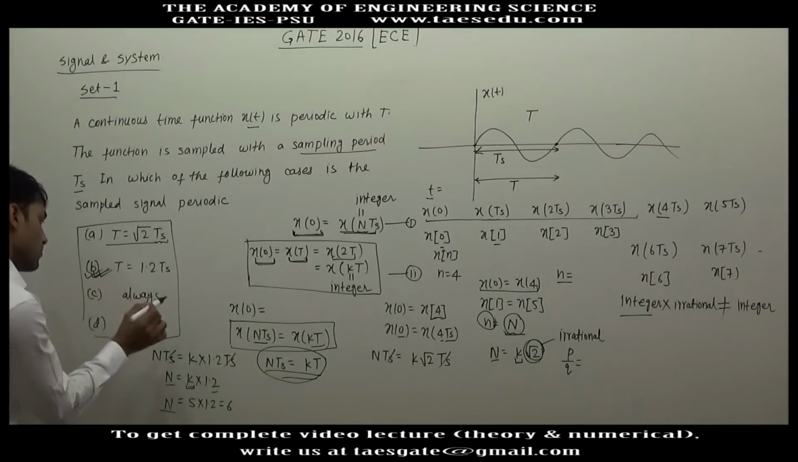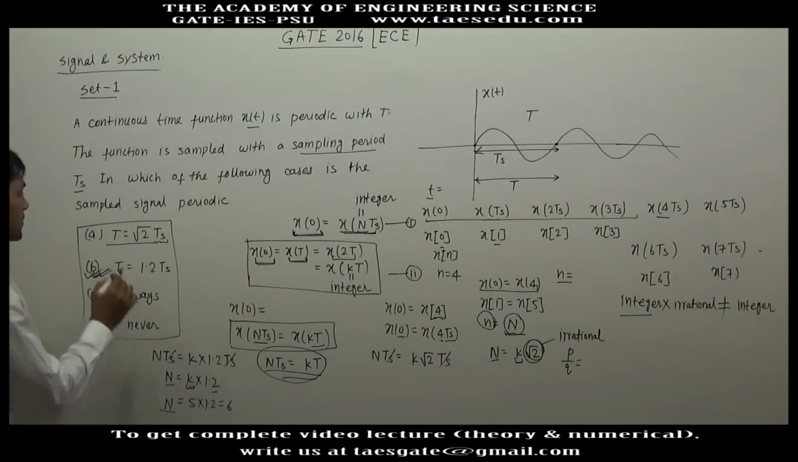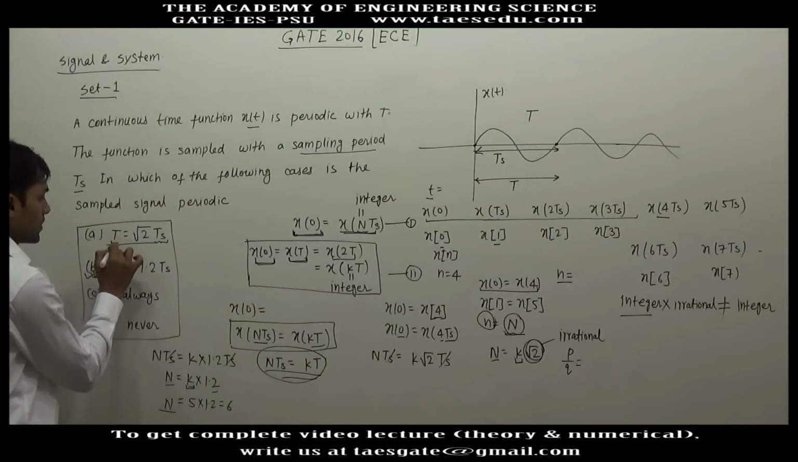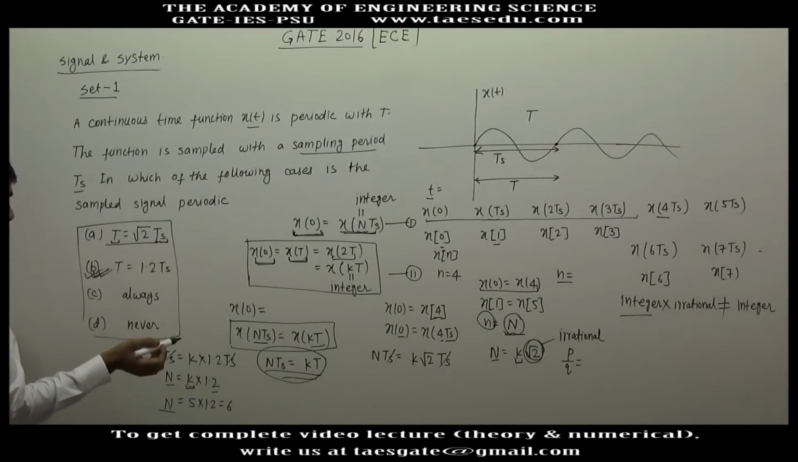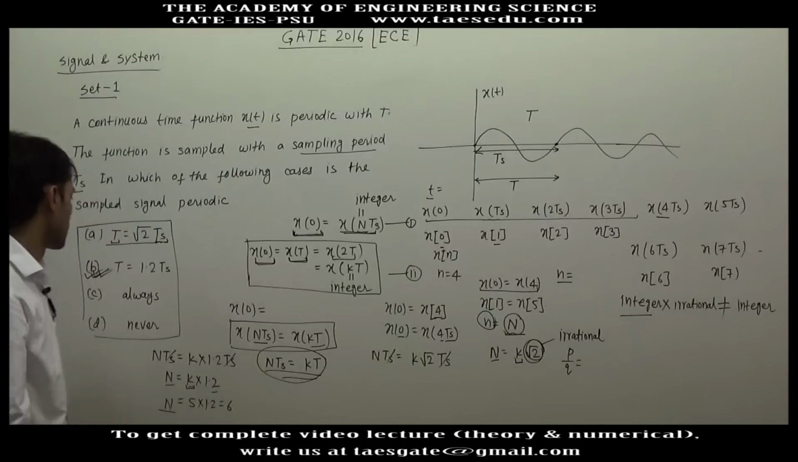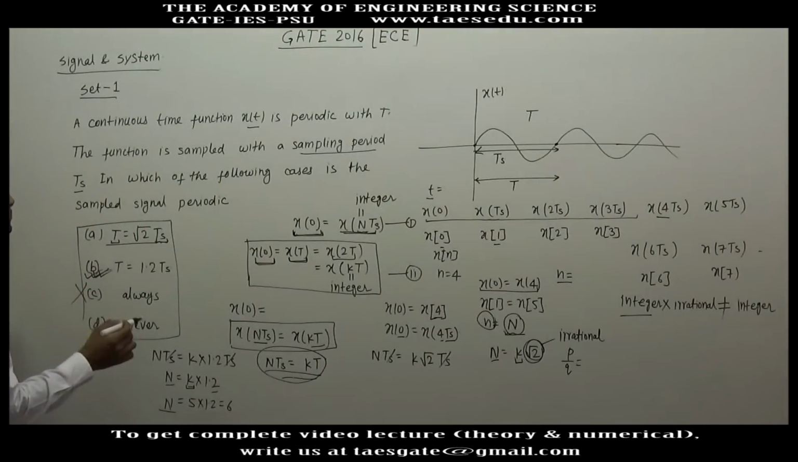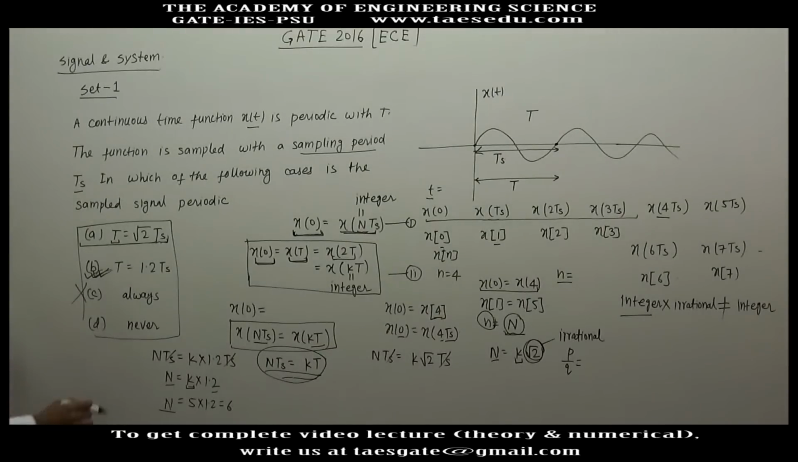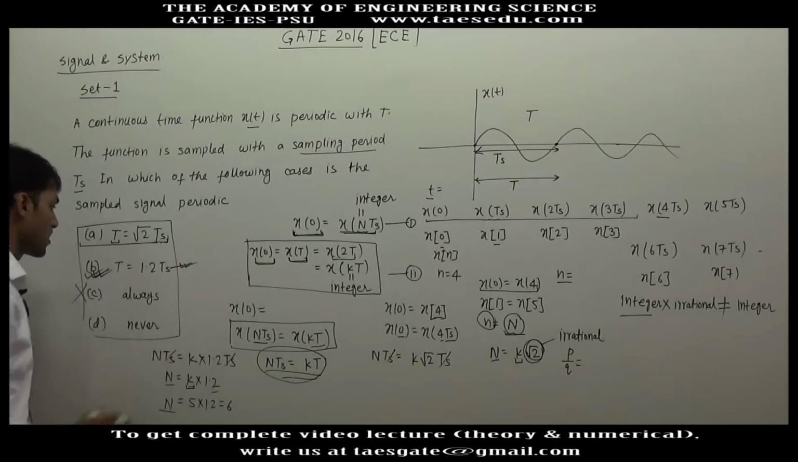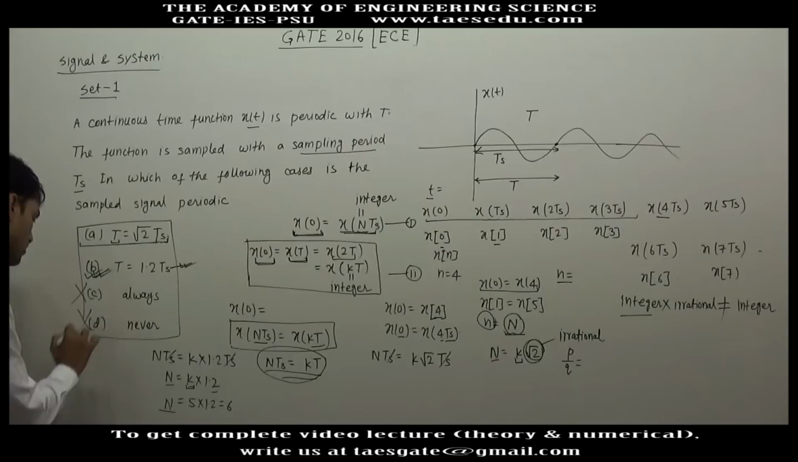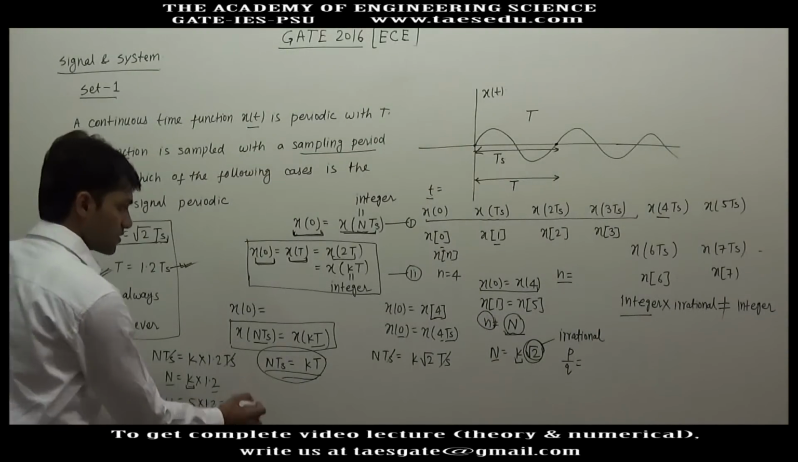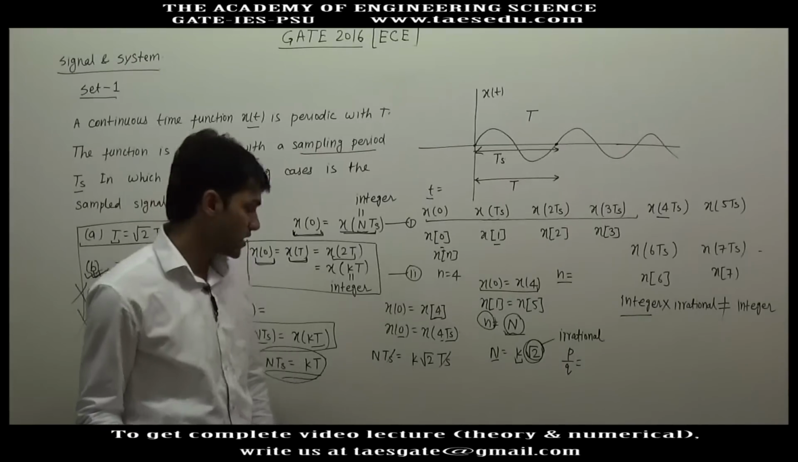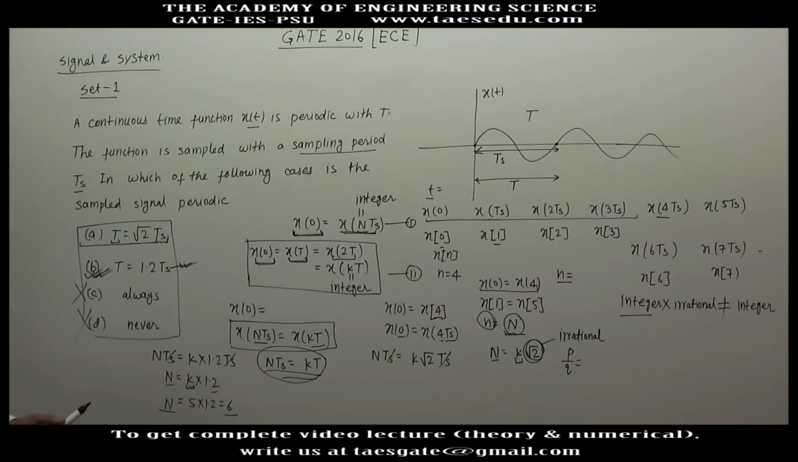This will not be correct, because this will not always be periodic. If T and Ts have an irrational relation, we are not going to get the sampled signal as a periodic signal. So "always" is not a correct option, and since this option is satisfying our condition, "never" is also a wrong option. So in this case, after 6 samples it will be periodic with n equal to 6. You can verify it also.